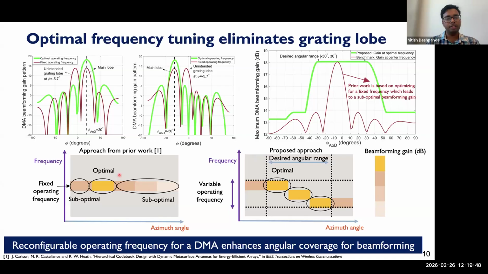In the fixed frequency approach, the optimal frequency is fixed to a center frequency, whereas in our approach, we are dynamically changing the operating frequency as a function of the beamforming angle. And that's why we get the maximum peak beamforming gain in the desired angular range.